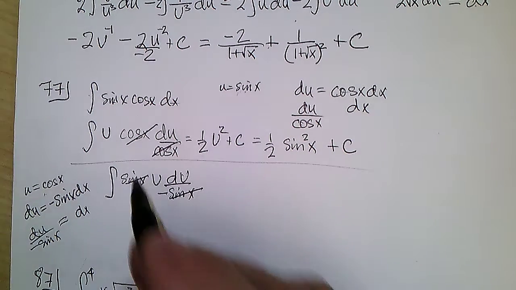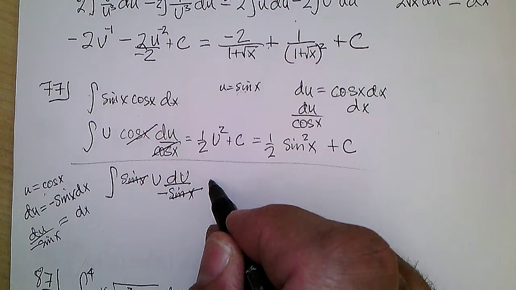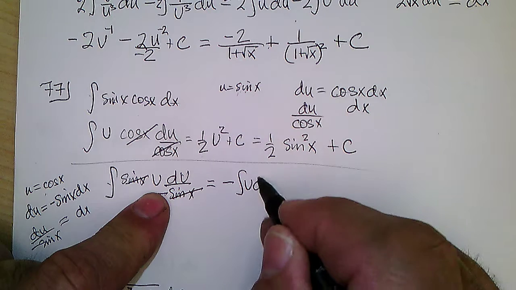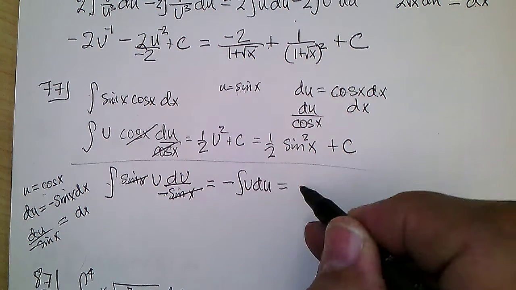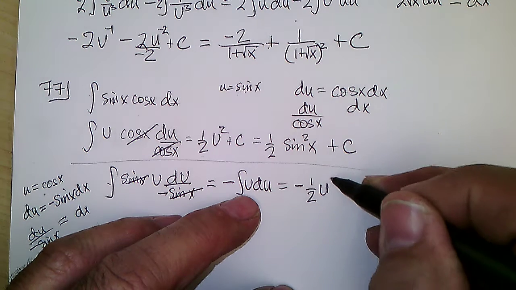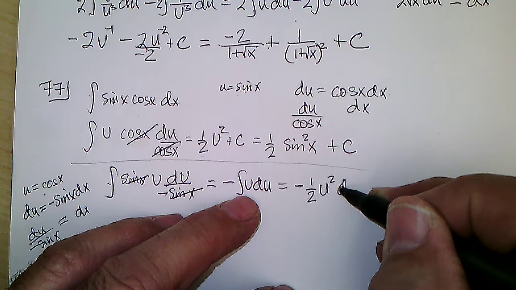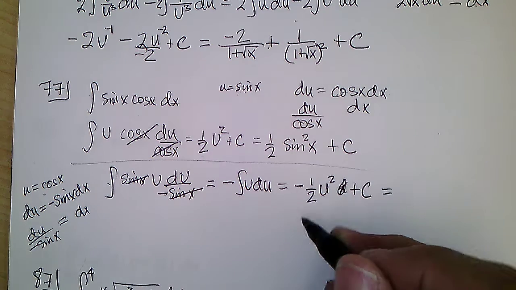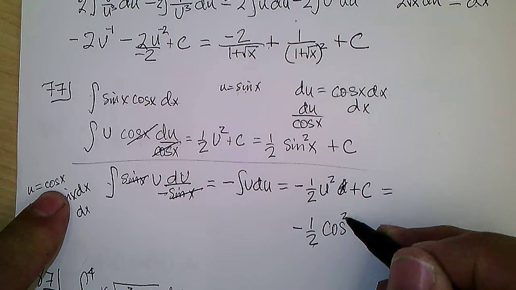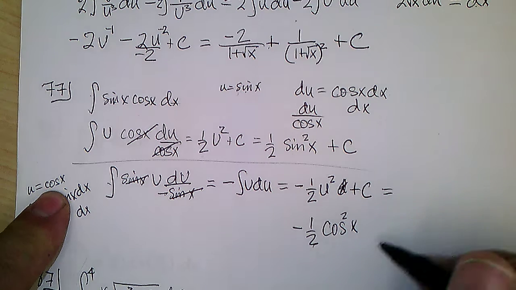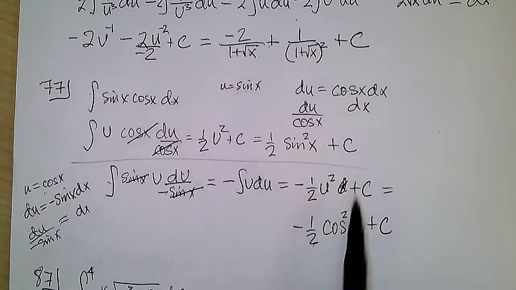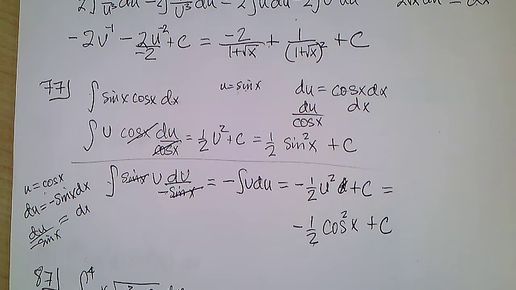And the sine x's cancel, and so I get the negative can come out, the integral of u du, which is negative 1/2 u squared plus c, which should be negative 1/2 cosine squared x plus c. And it says, why are these different? How do we reconcile the difference here?